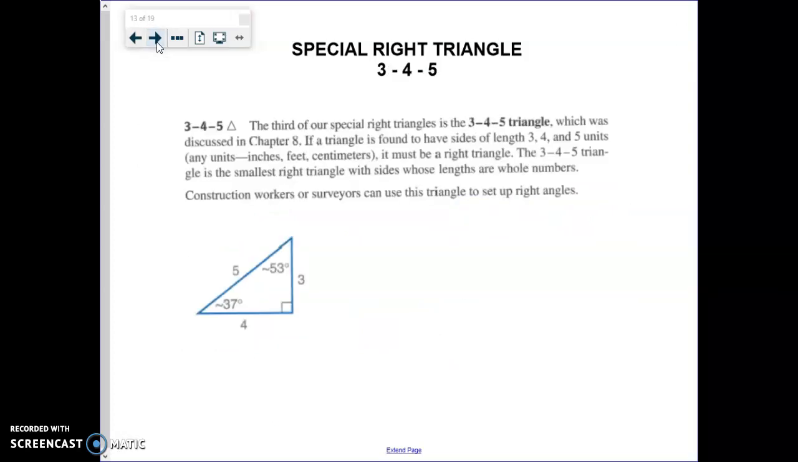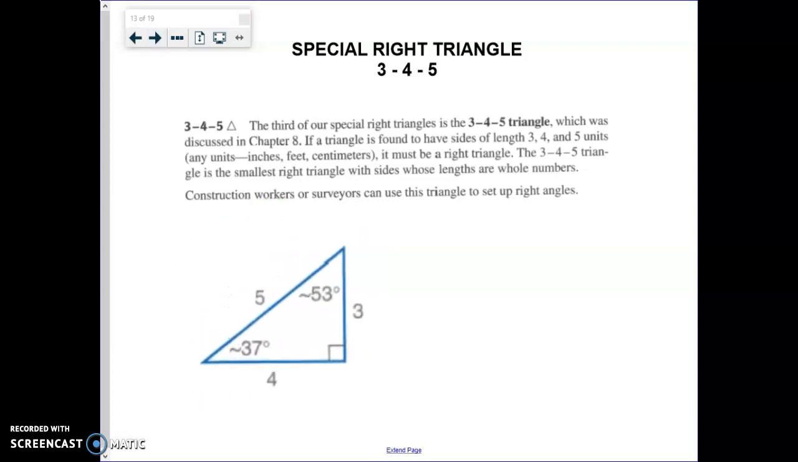The 3, 4, 5 triangle. Now, the 3, 4, 5 triangle is not named based on its angles, it's named based on its sides. Again, 3, 4, and 5 are the smallest whole numbers that we can form a Pythagorean triple with. A Pythagorean triple just means you can take a leg, square it, the other leg, square it, and that equals the hypotenuse squared. The smallest whole numbers that make that relationship work are 3, 4, 5. So there are no real special formulas here.